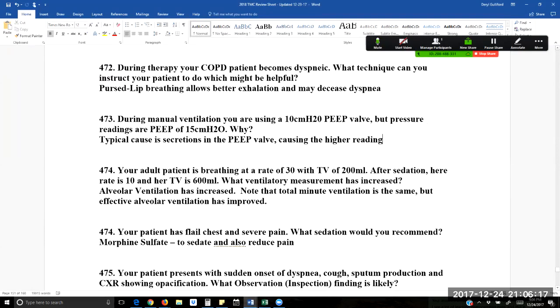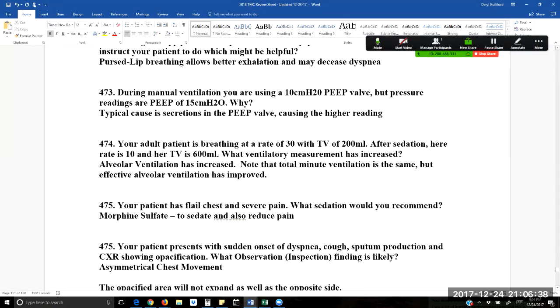Well, the minute ventilation is the same, but each breath is doing a lot more good for the patient. It's not just ventilating dead space, it's ventilating alveoli. So the minute ventilation is the same, but the alveolar ventilation has improved. Key concept, I hope you guys get that concept, is that when we get the patient to have a slightly larger tidal volume, they're ventilating their alveoli better instead of just ventilating dead space.